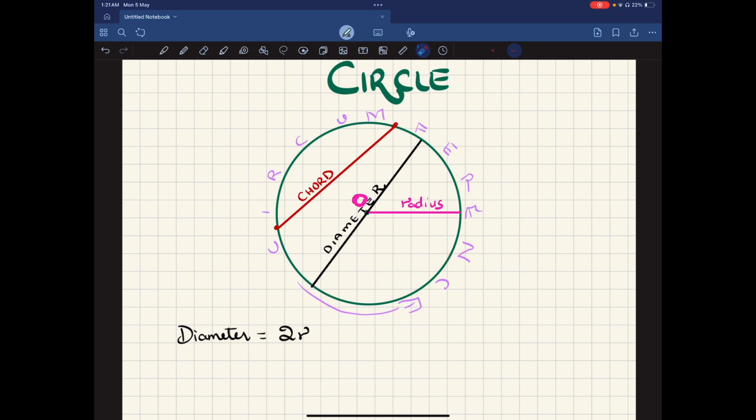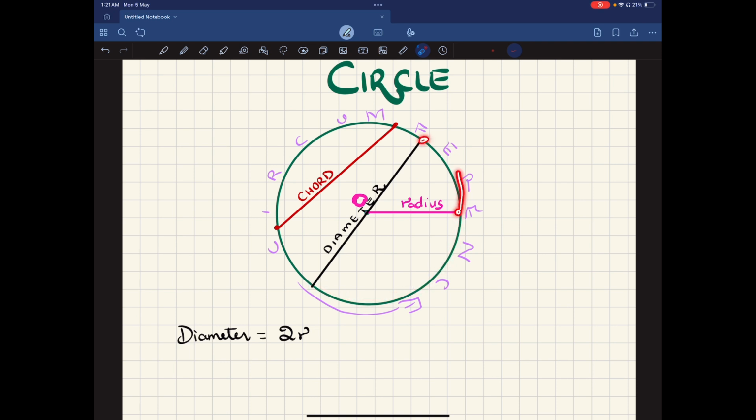Now, what is the arc? Arc is a curved part of the circle between 2 points. So this is the arc between these 2 points. Okay. This is the arc between this and this point.